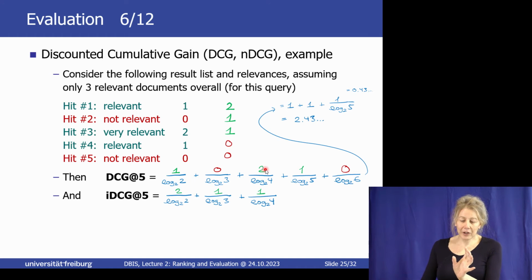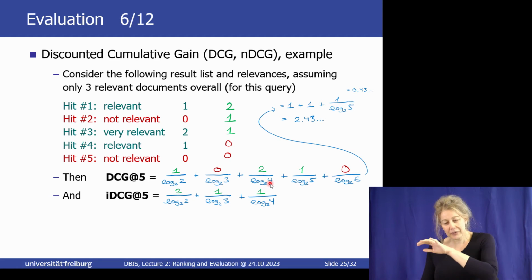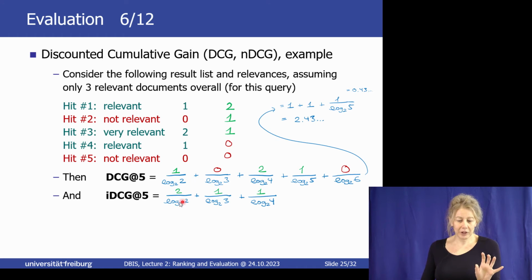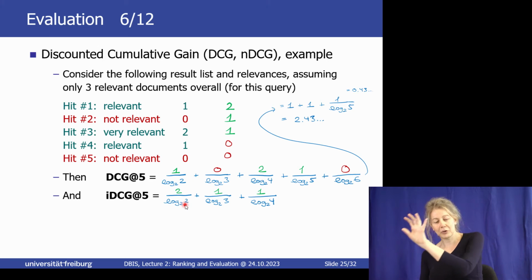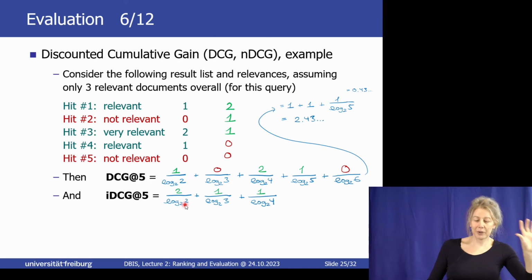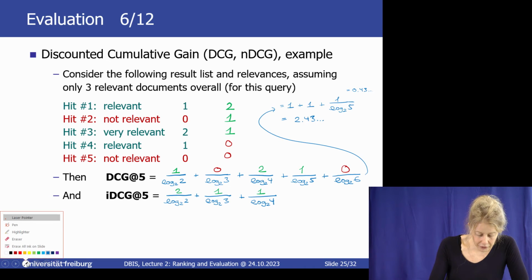If I get a very relevant one further back in the list, yes, there's a 2 in the numerator, but the number in the denominator will get smaller. It doesn't get smaller very fast because of the logarithm, but it does get smaller. Whereas a 2 in the beginning is really good because log 2 of 2 is 1. This log 2 of 4 is already 2, gets divided by 2. This is much better. So that's the idea of discounted. Yes, it's good to have a relevant document, but it's much better to have it at the front. And a very relevant one at the front is really good. So it's actually a simple idea.